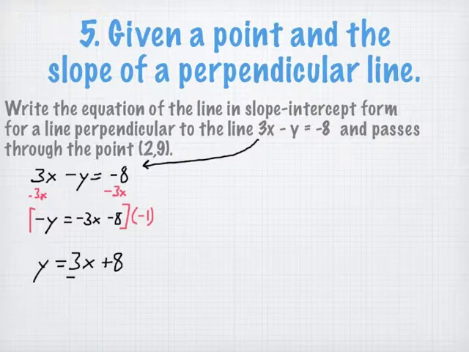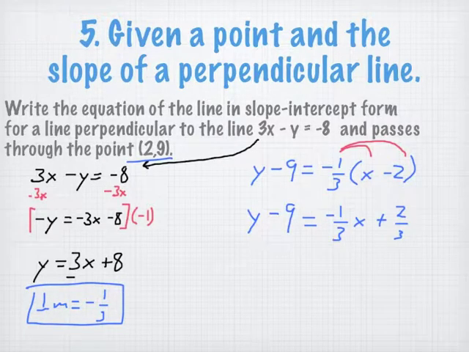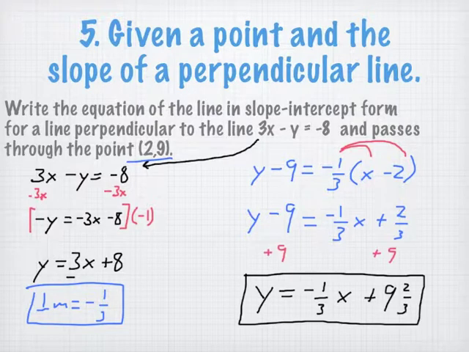However, since we want a line that's perpendicular to this line, the perpendicular slope, that's a perpendicular symbol by the way, perpendicular slope would be the opposite reciprocal, so negative 1/3. So that's the slope we'll use along with this given point for point slope form. And so our final answer in slope-intercept form, negative 1/3 x plus 9 2/3. Now it's your turn.